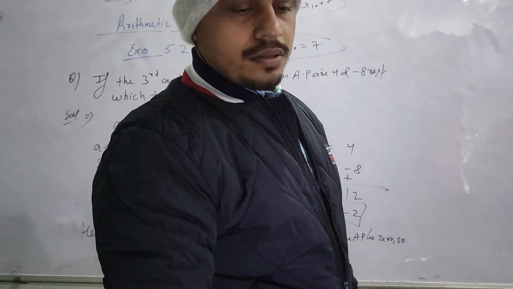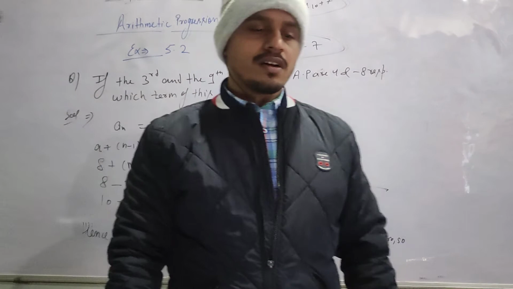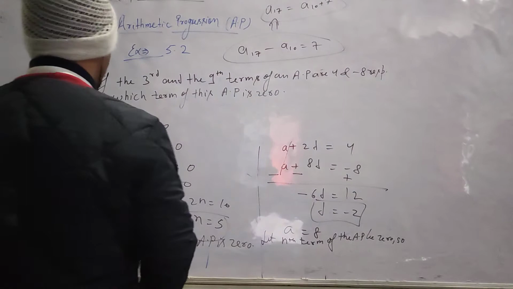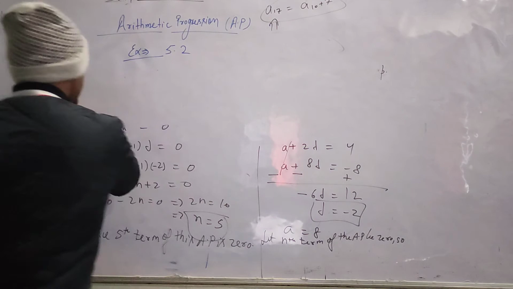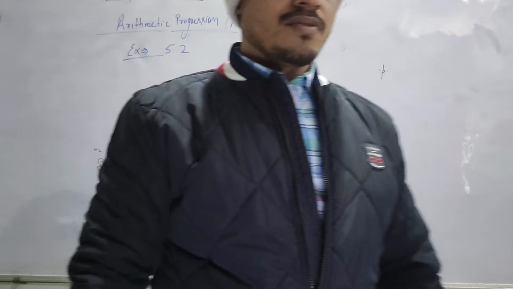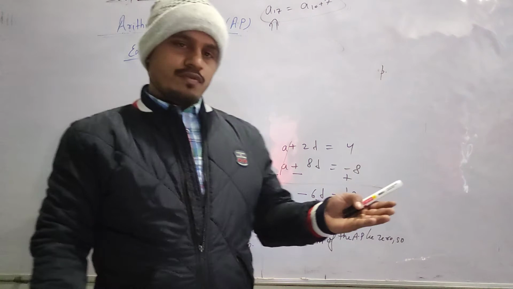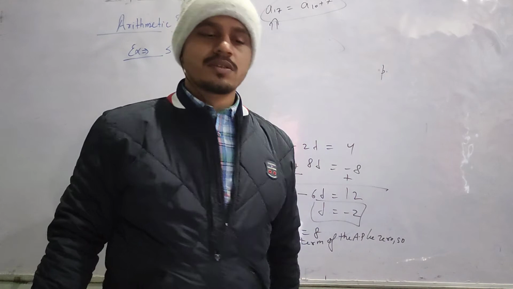How many multiples of 4 lie between 10 and 250? Question number 14. This is a very, very important question. How many multiples? And here, what question also arises? What is the multiple of? And how to write the multiple of? You know, 4. Multiply 4 by 1, 2, 3, 4, 5. You get its multiples. Okay?